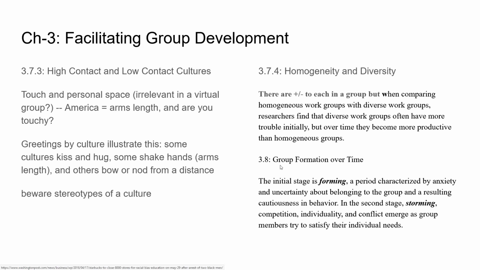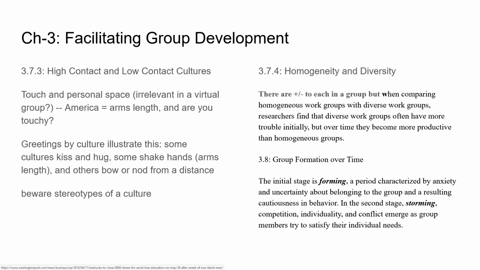All right, so let's talk about 3.8, group formation over time. So the initial stage is forming. This is a period characterized by anxiety and uncertainty about belonging to the group and the resulting cautiousness in behavior. So people, that's me, by the way, I'm very cautious, careful about what I say and do. I'm very observant and trying to figure things out. So this is called the forming stage, right?